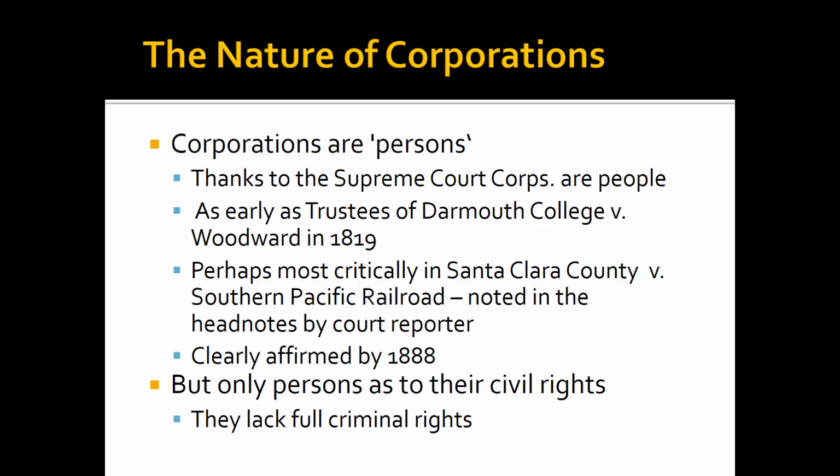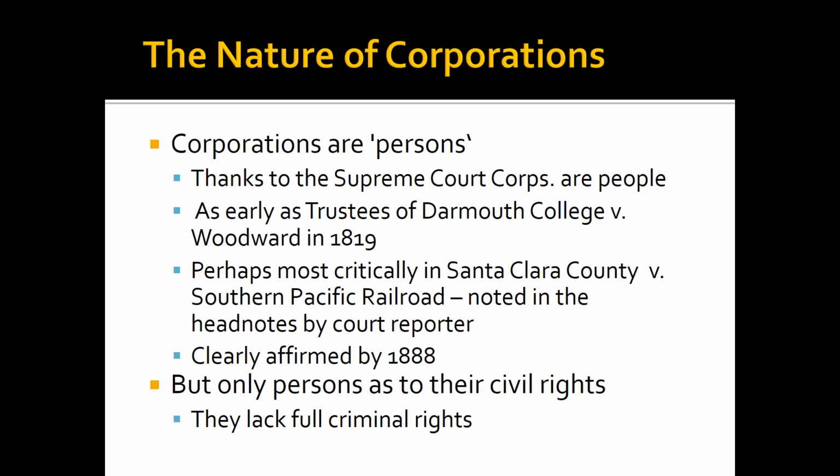Okay, so let's look at the nature of corporations. Like I said, prior to about 1800, corporations are pretty rare. In the beginning, the debate was similar to the debate that we saw with whether a partnership is an entity or an aggregate. Very early on, in 1819, in the case of Trustees of Dartmouth College versus Woodward, the Supreme Court of the United States begins to take the position that corporations are separate entities, are people, as has been said.